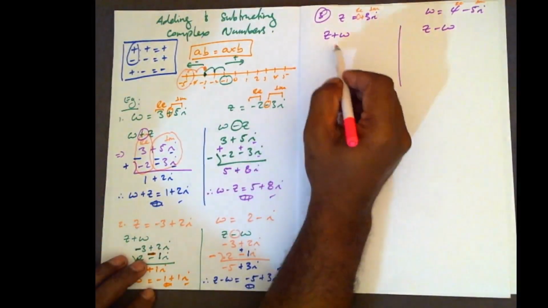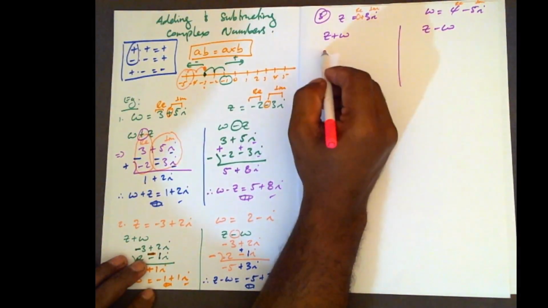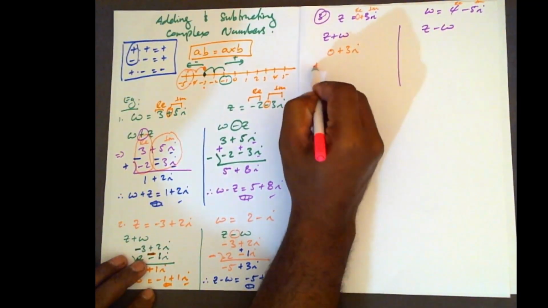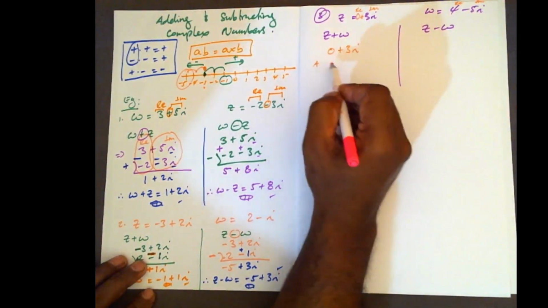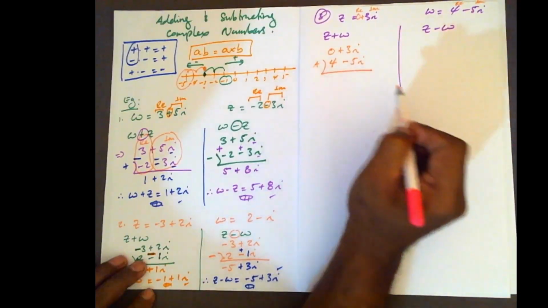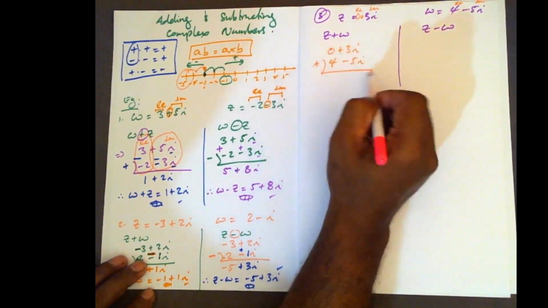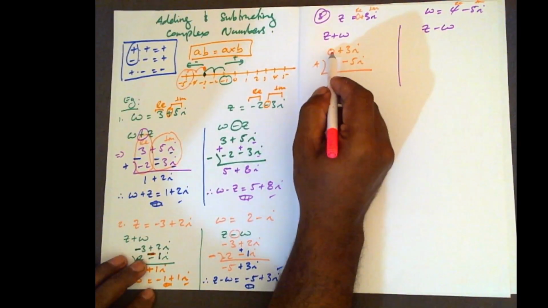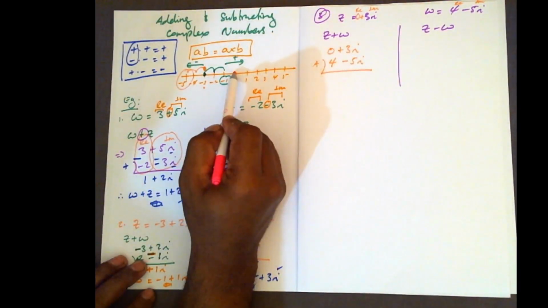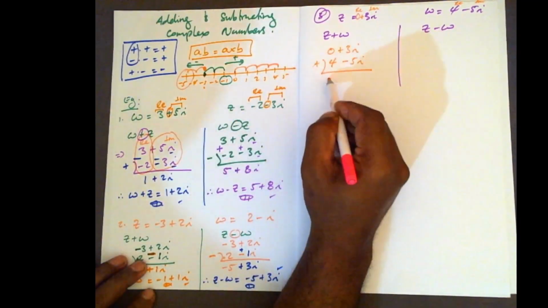Let's calculate. Concept is the same. What is our z value? Our z value is 0 plus 3i plus, what is our omega? Our omega is 4 minus 5i. So we're adding them. We're adding our real with our real. 0 plus 4, so I'll go to 0, plus 4, I'll go up 4 times. 1, 2, 3, 4. So our answer is 4.